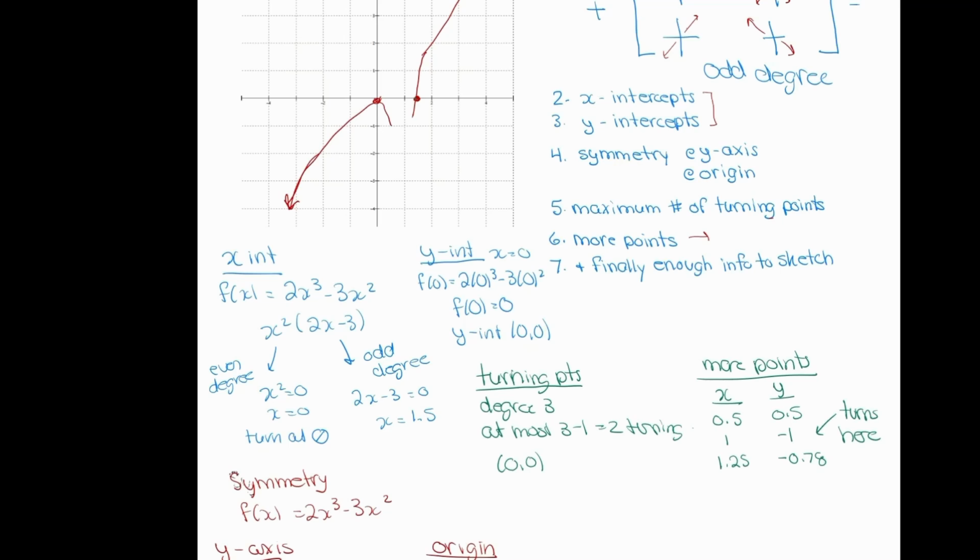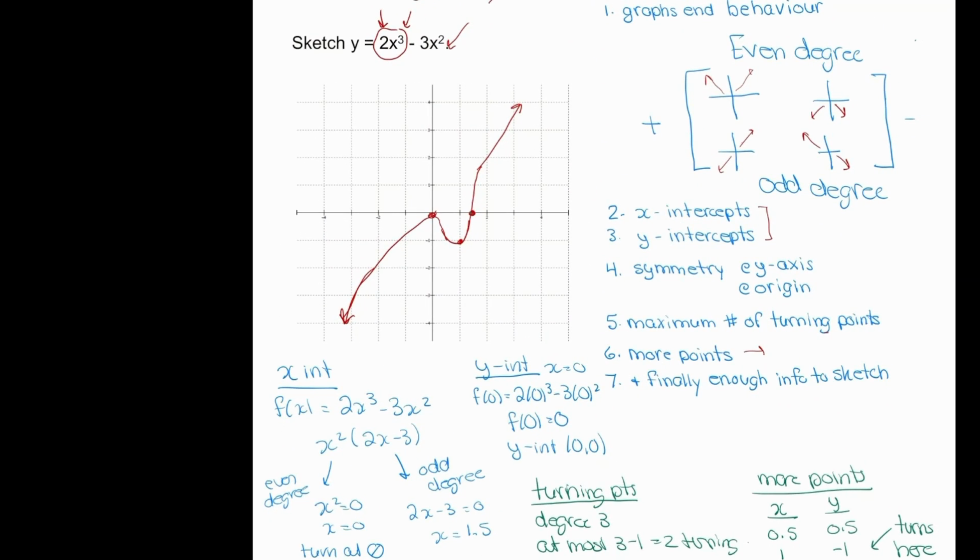Okay, so now I know that I'm turning. I've got my, oh, it did erase it. I've got my turning point right there. And so there you go. We have sketched this graph. We're going to lean into this for what we're about to do next.